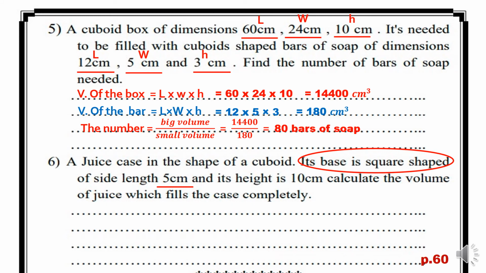I have here the side length of the square equal to 5 centimeter. This is the side. And the height is equal to 10 centimeter. To get the volume of the cuboid with a square base, it will be equal to side times side times height. Why? I didn't do length times width because here I have a square base. So the area of the square is equal to side times side. So it's side times side times height, not length times width. So it's equal to 5 times 5 times 10, equal to 250 centimeter cube.